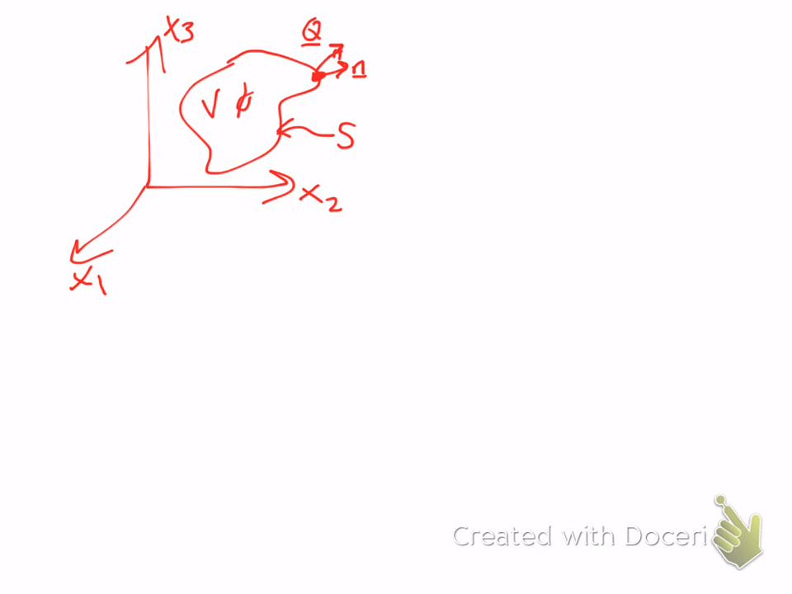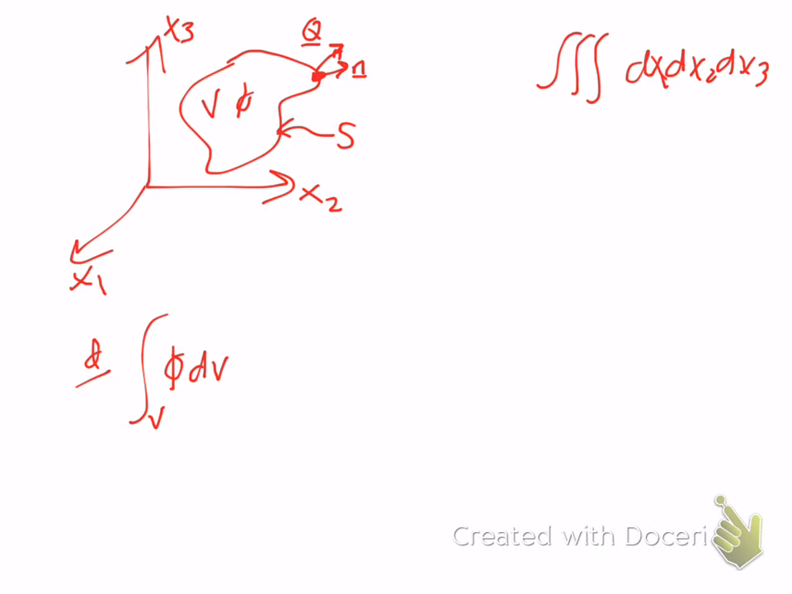But if this is our body of phi, then the volume integral of phi is the total amount of phi within there, right? So we're integrating over the whole volume, which is really a triple integral in dx1, dx2, dx3. That's the volume integral, and that's just saying let's add up all phi within our volume. That's what we start with. What we want to know is, how does that total change through time?